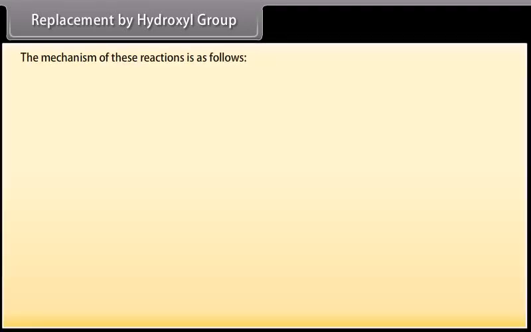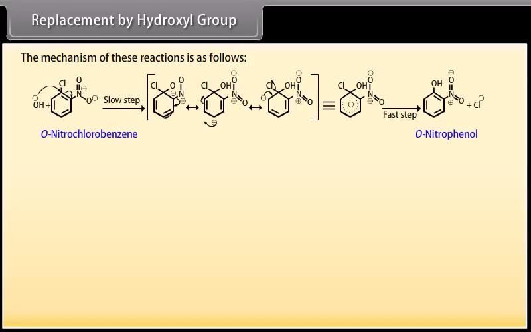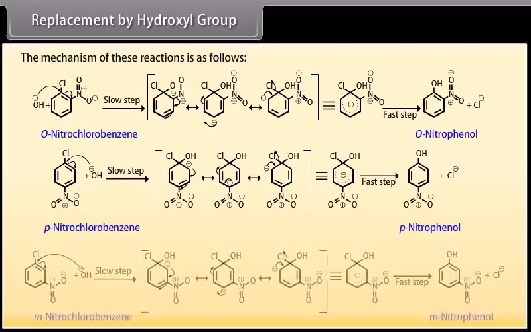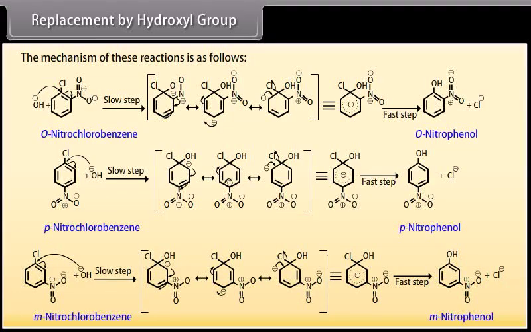The mechanism of these reactions is as follows. Orthonitrochlorobenzene reacts with hydroxide ion and forms orthonitrophenol. Paranitrochlorobenzene reacts with hydroxide ion and forms paranitrophenol. Metanitrochlorobenzene reacts with hydroxide ion and forms metanitrophenol.